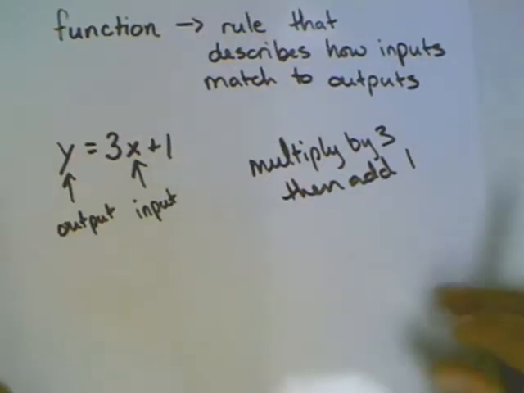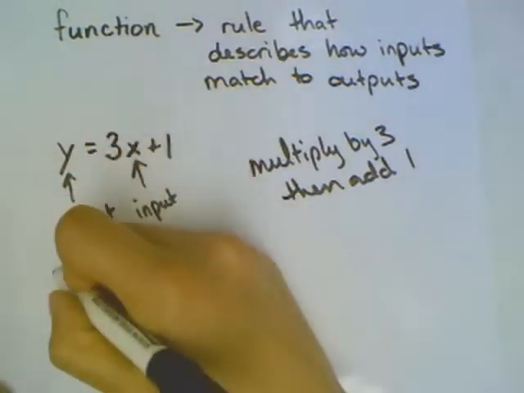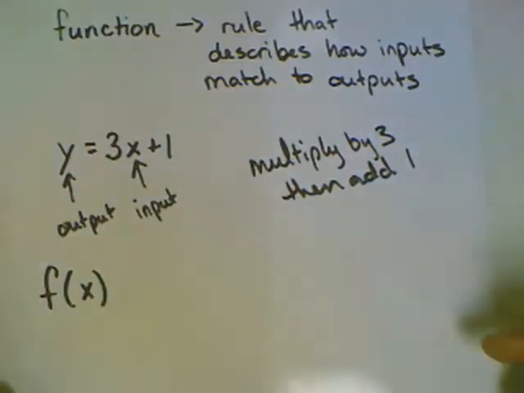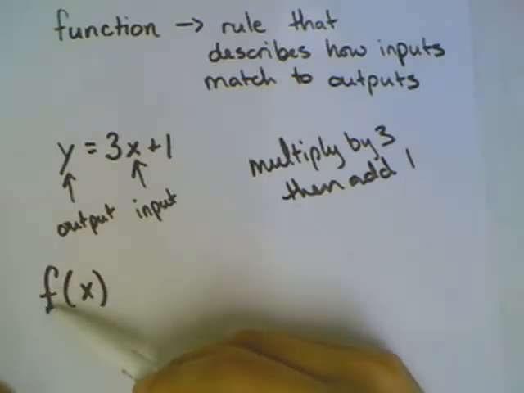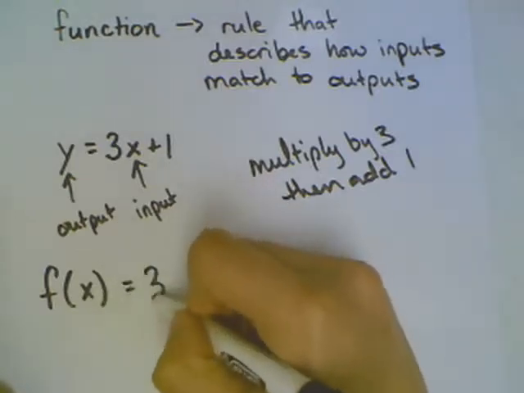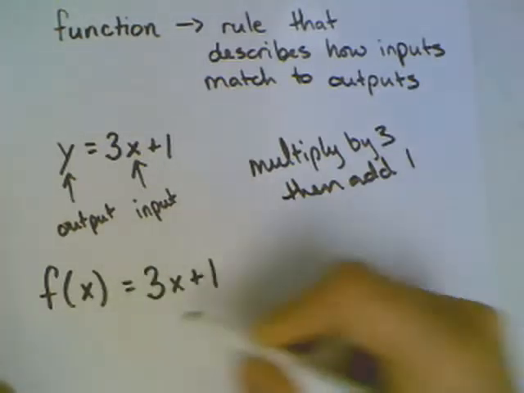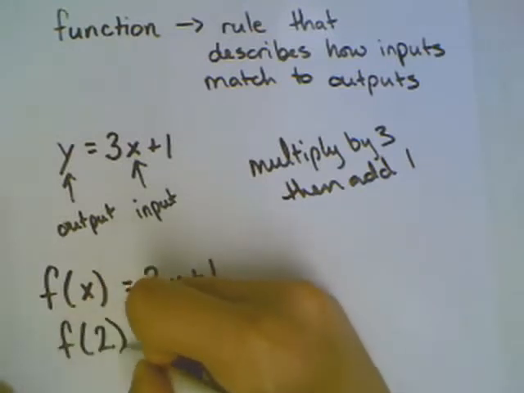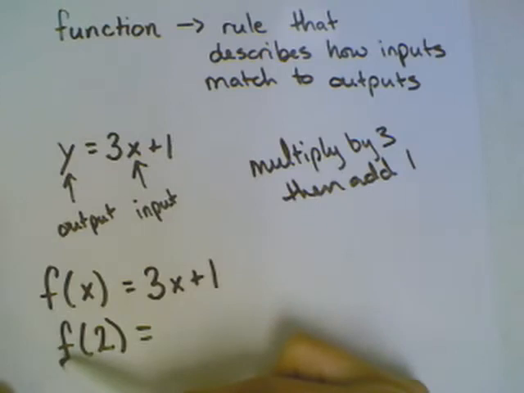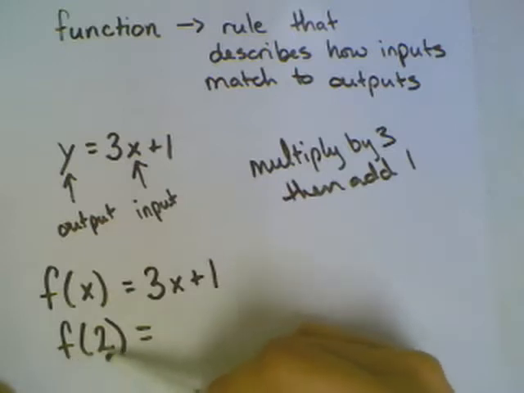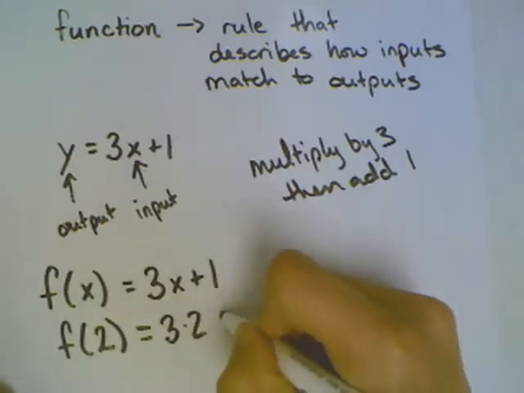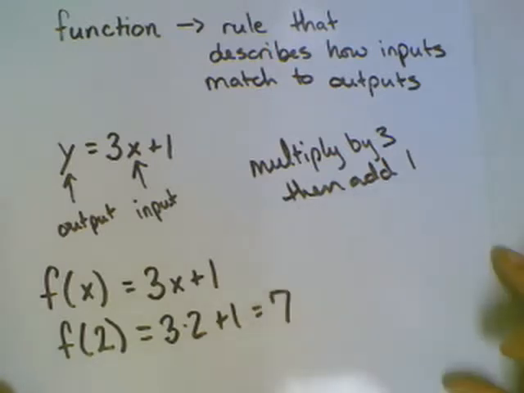In this section though, we don't use x and y. We're using function notation, which changes y into what's called f of x. When we use this notation, what we mean is that rule f, when the input is x, we get 3x plus 1. If I ask, what is f of 2? What I'm asking is, in rule f, which is multiply by 3, then add 1, what is the output when the input is 2? So input 2 into rule f. 3 times 2 plus 1, so the output must be 7.